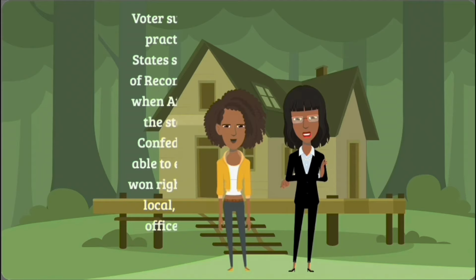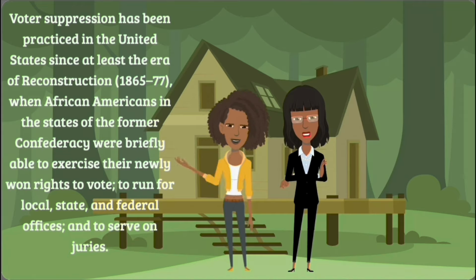Voter suppression has been practiced in the United States since at least the era of Reconstruction, from 1865 to 1877, when African Americans in the states of the former Confederacy were briefly able to exercise their newly won rights to vote, to run for local, state, and federal offices, and to serve on juries.